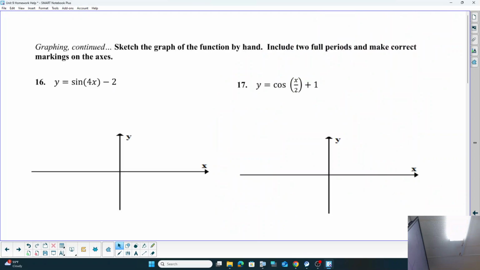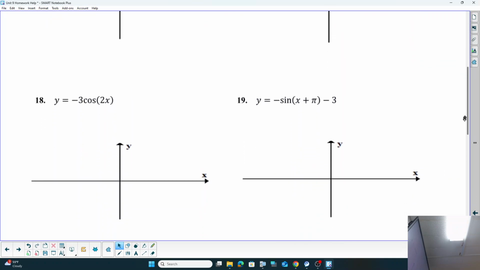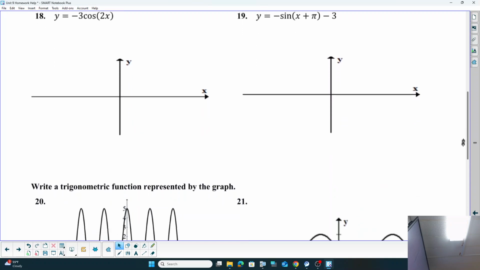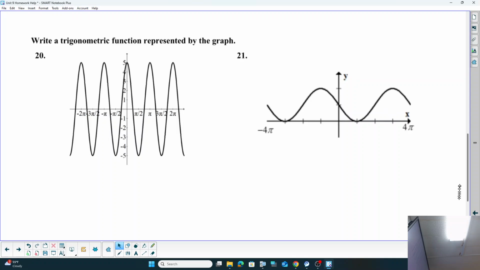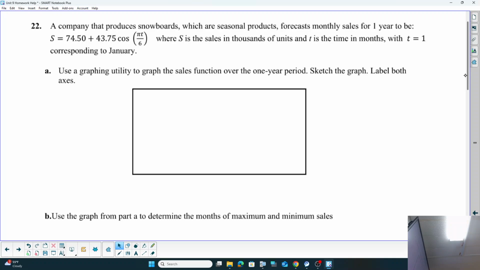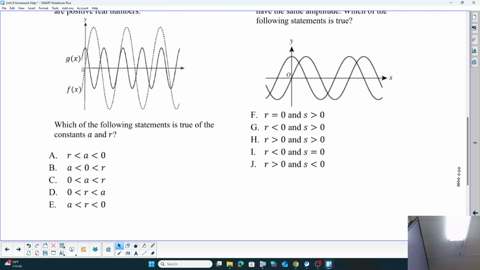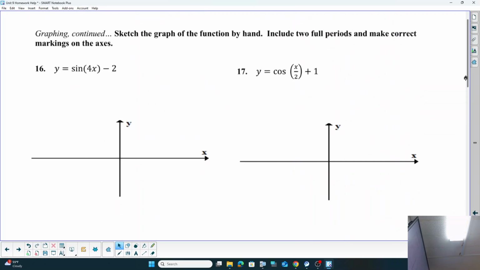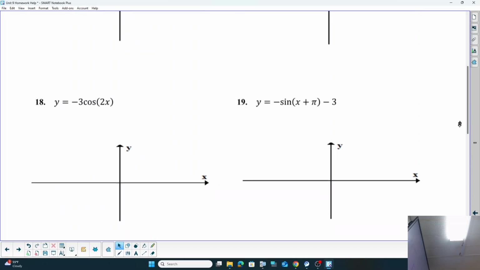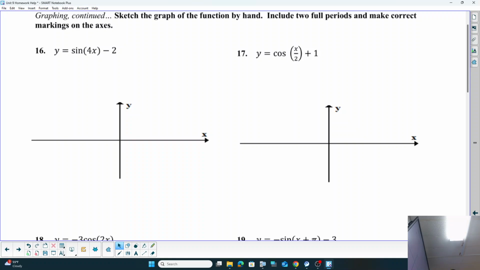Try 16 on your own. 17 is a really good one. Shifting up one. What about number 19? It's got another shift in there. Give that a try. Number 20. Number 21. We got some good review here. Excellent. ACT prep. Okay, so if you need more practice, try 16, 17, 18. Try 19. Maybe we'll do 17 really fast.